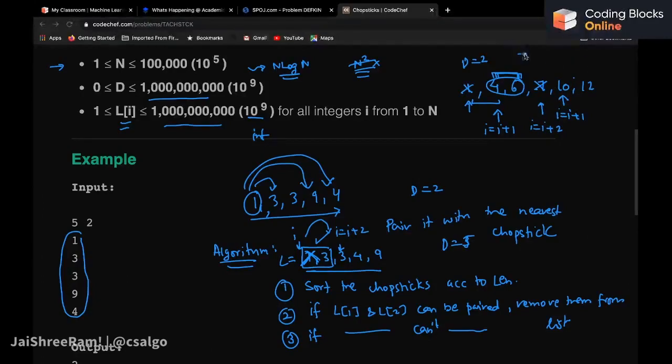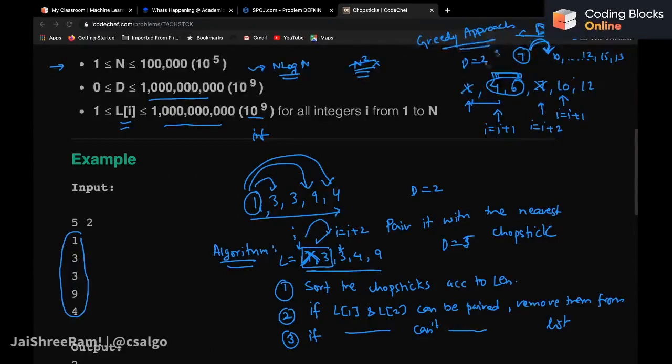Because if you are not able to pair 7 with chopstick 10, it cannot be paired with any other chopstick, 12, 15, 13, because this distance is going to increase further. Okay, so if it cannot be paired with the nearest chopstick, it cannot be paired with any chopstick having a greater length. So obviously this is a greedy approach. Okay, so this is greedy thinking.